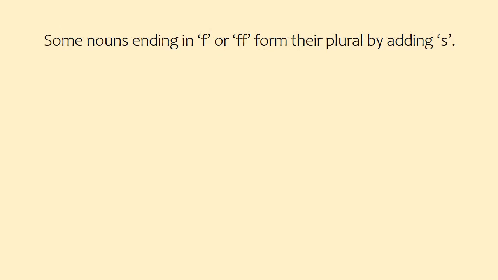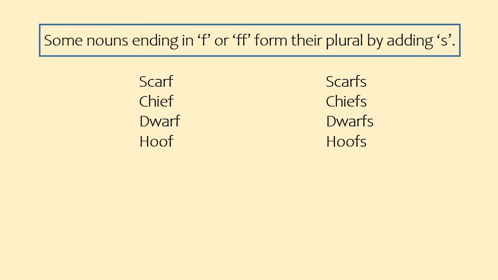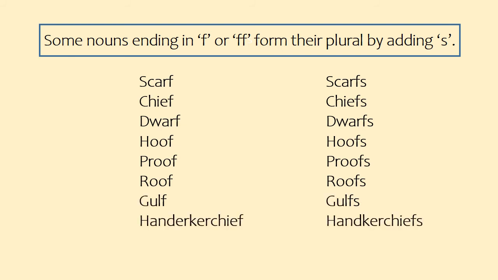Some nouns ending in f or double f form their plural by adding s. First example is scarf. Here we have not removed f and not written ves, but we are going to write s only. So there are a few examples which will make your understanding very clear. Chief, chiefs. Dwarf, dwarfs. Hoof, hoofs. Roof, roofs. Gulf, gulfs. Handkerchief, handkerchiefs. And the last example is cliff, cliffs.